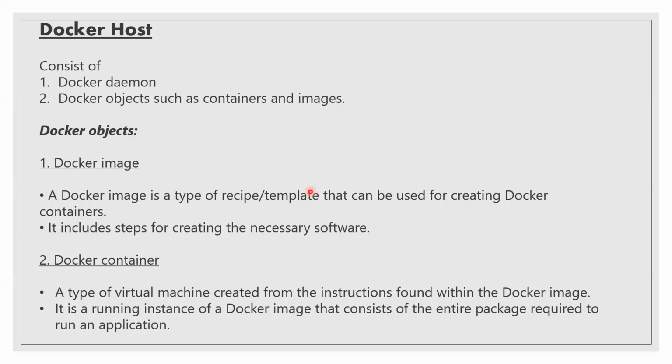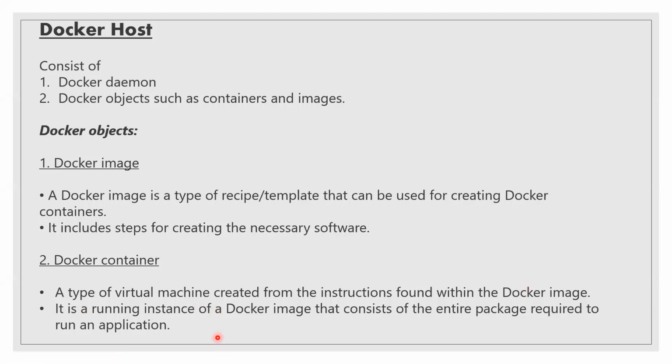A Docker container is a type of virtual machine created from the instructions found within the Docker image. As I told you, when you run a Docker image, it will be converted into a Docker container. So it is a running instance of a Docker image that consists of the entire package required for an application.